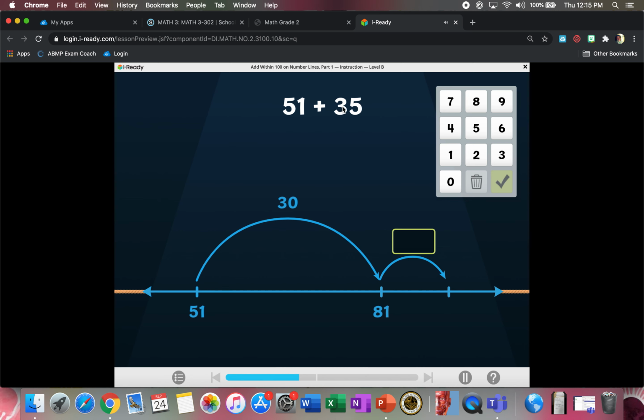So now we broke this apart. I have 30 here. So now there are 5 ones in 35. So I'm going to add my ones down here.